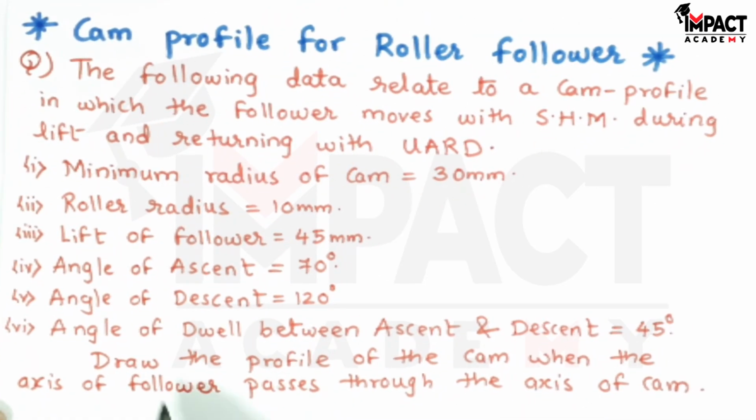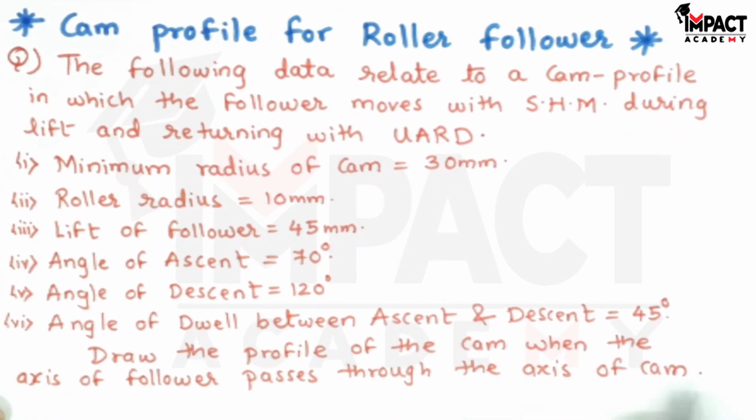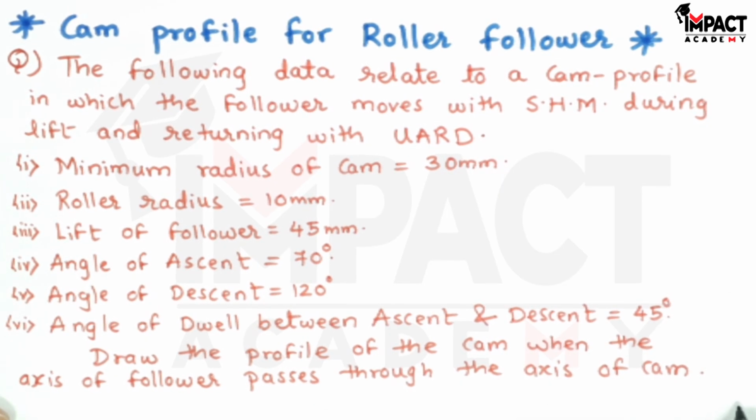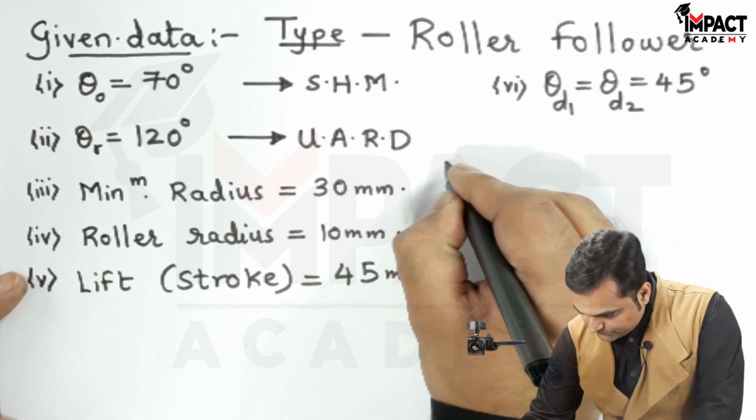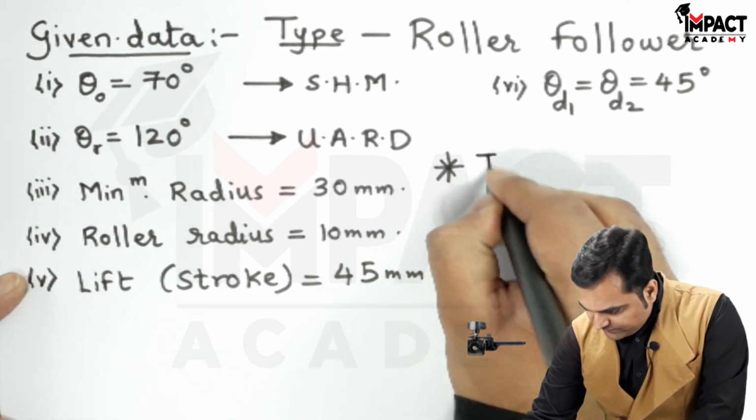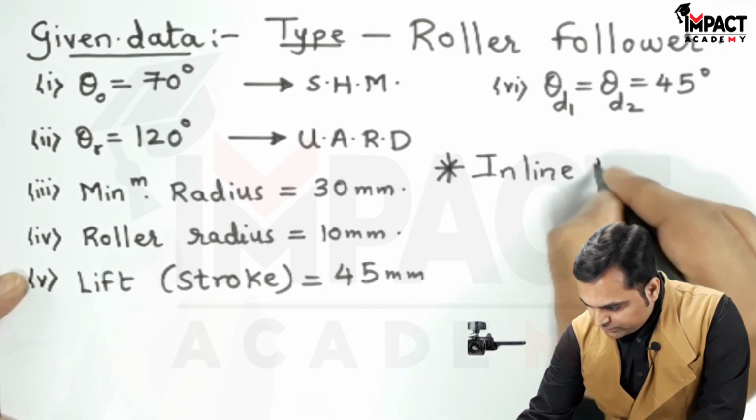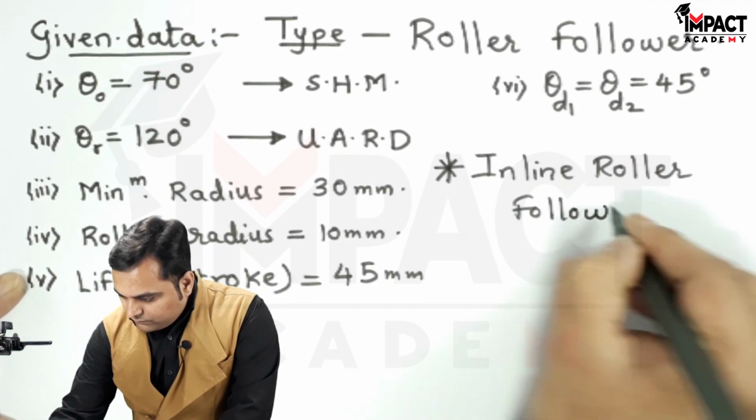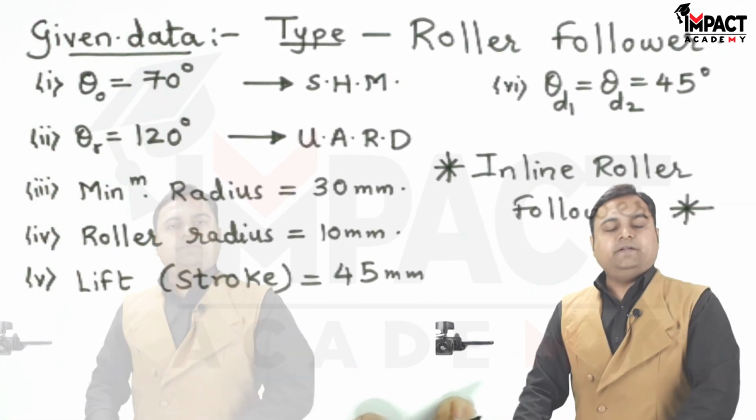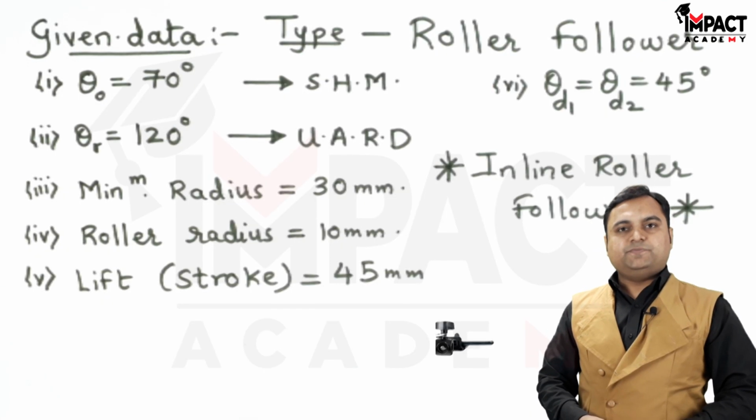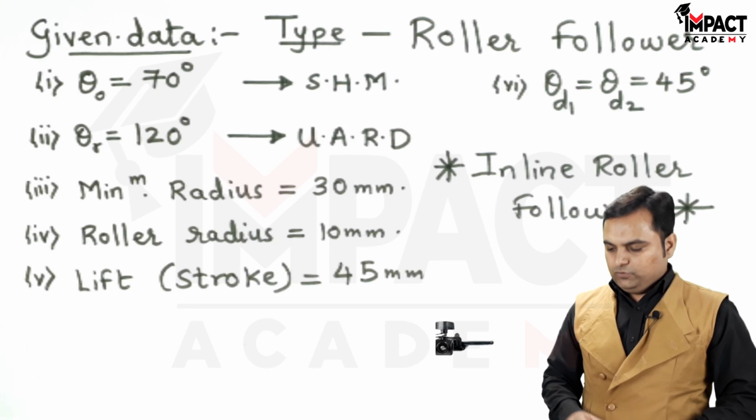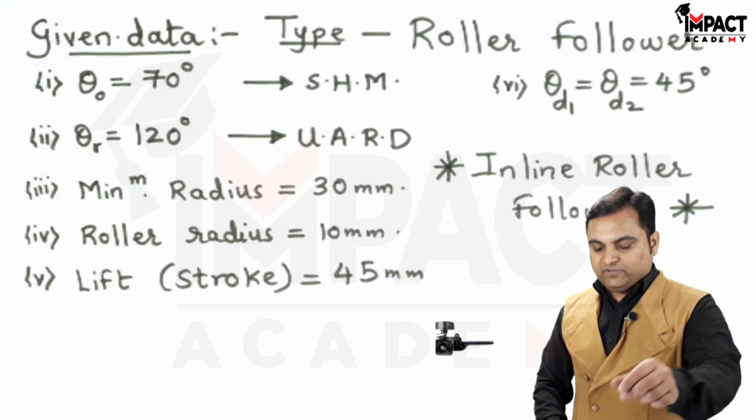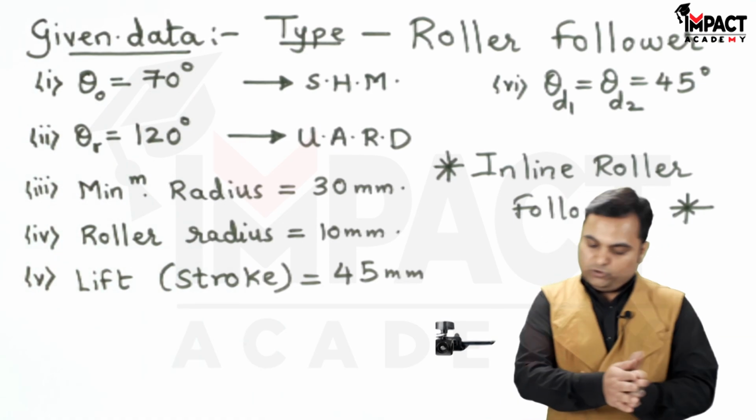Next, draw the profile of the cam when the axis of the follower passes through the axis of the cam. It means it is an inline follower. So here in this problem we have an inline roller follower. It can even be an offset follower if the distance between the axis of the follower and cam is given. But here in this case it is an inline follower as mentioned, so we have to solve the problem by taking it as an inline follower.